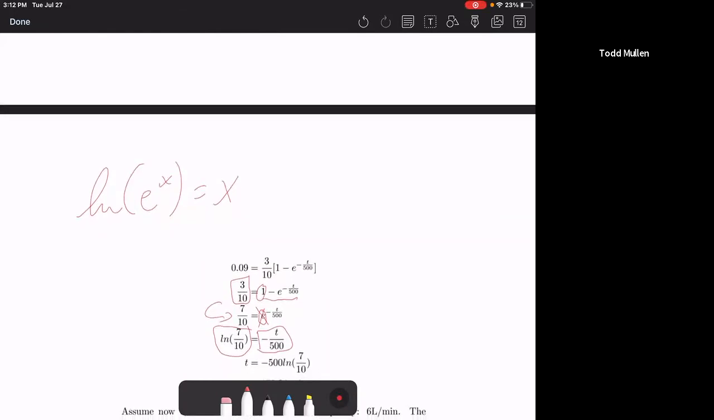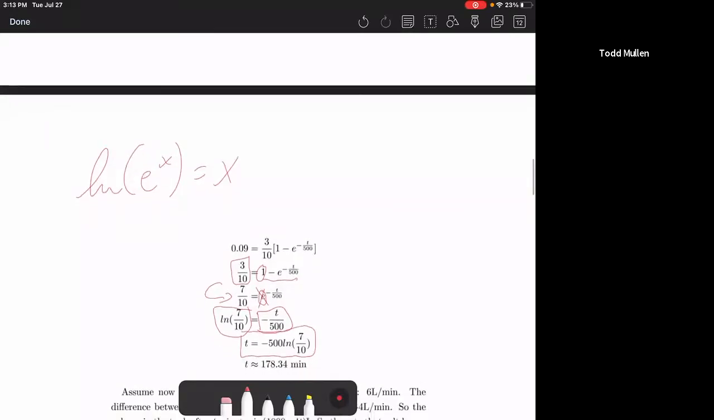So finally, by raising both sides as powers of e, we're left with, oh, sorry, no, we're isolating t here. By multiplying both sides by negative 500, we get that t is equal to negative 500 ln 7 over 10. Now, if you want a more real-world solution, that's about 178.34 minutes. After 178.34 minutes, which is almost 3 hours, we will reach 0.09 as our concentration.